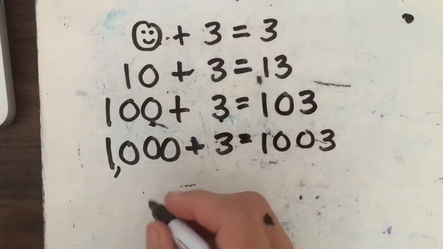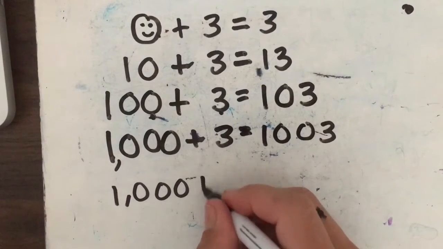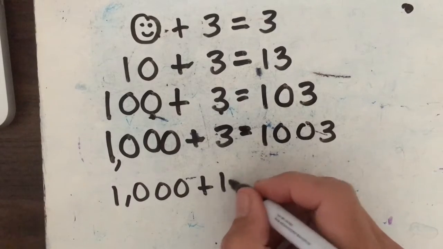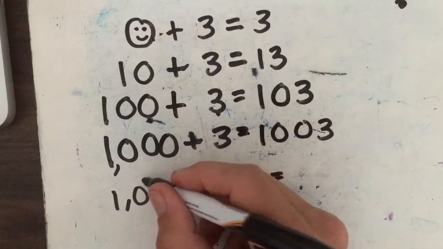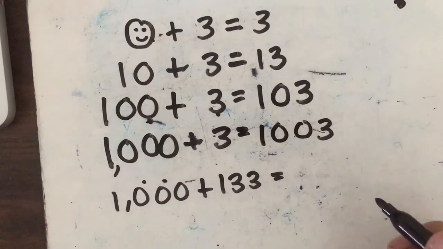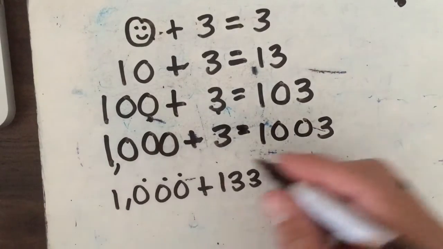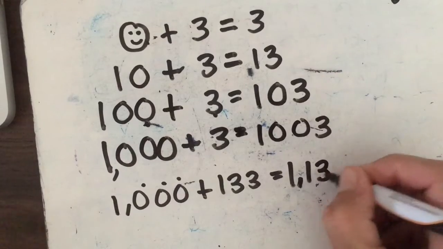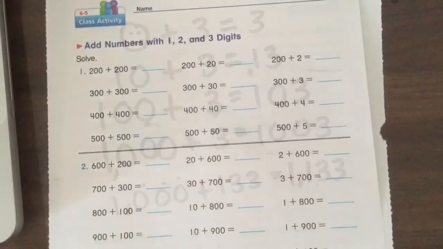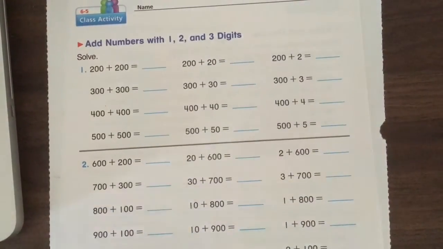If you take it a little further, if you have 1,000 and you added 133, you have 0 hundreds here, 0 tens here, 0 ones here, so it's just going to fall on top here, 1,133.